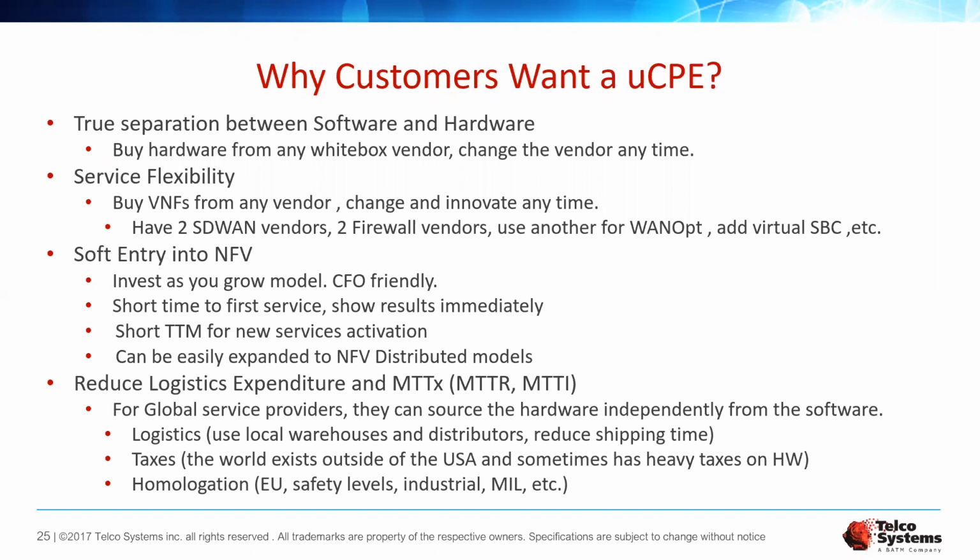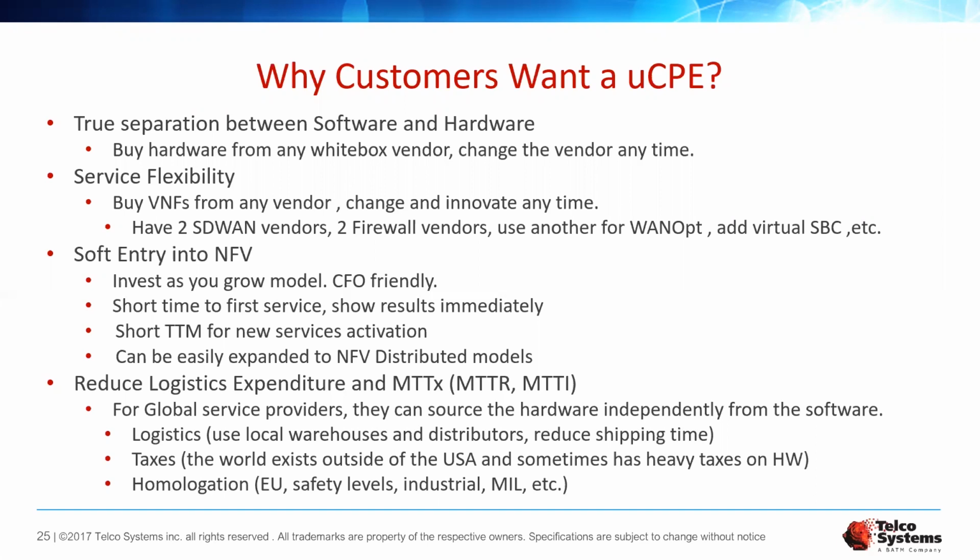And the same about the VNF. They can have service flexibility. They can innovate. They can have two SD-WAN vendors without testing the hardware. They can have two firewall vendors, separate one for optimization. They can add a virtual SBC. They can add probes. They can invent the wheel and put their own application as long as they can put it in a virtual machine. So that's the beauty about NFV, and in particular in a UCP.